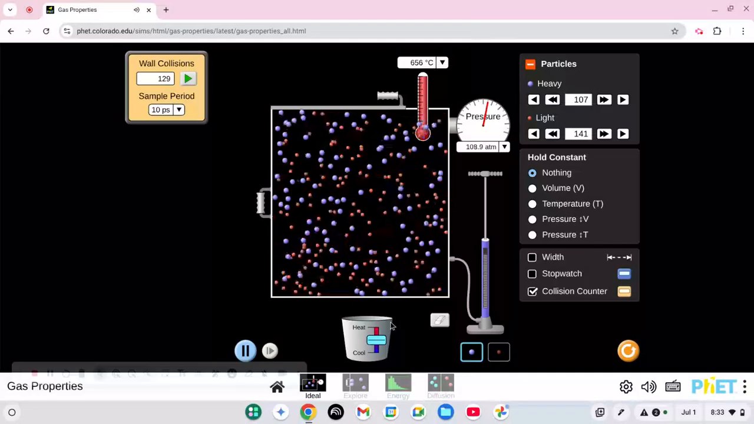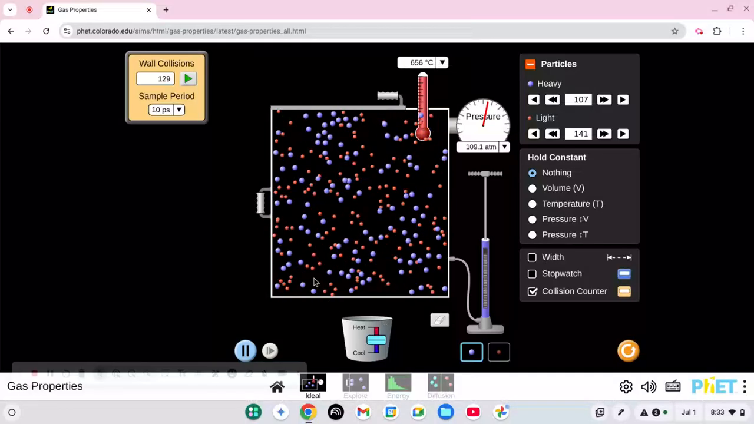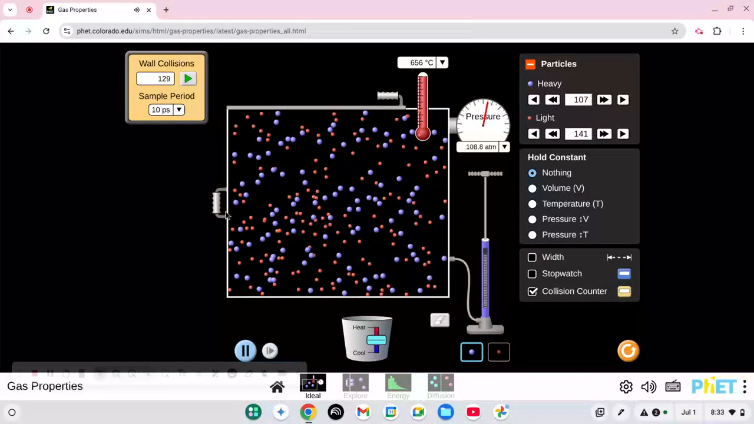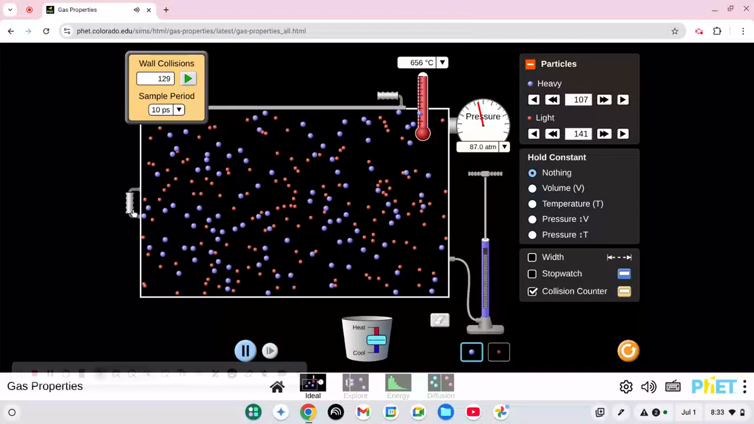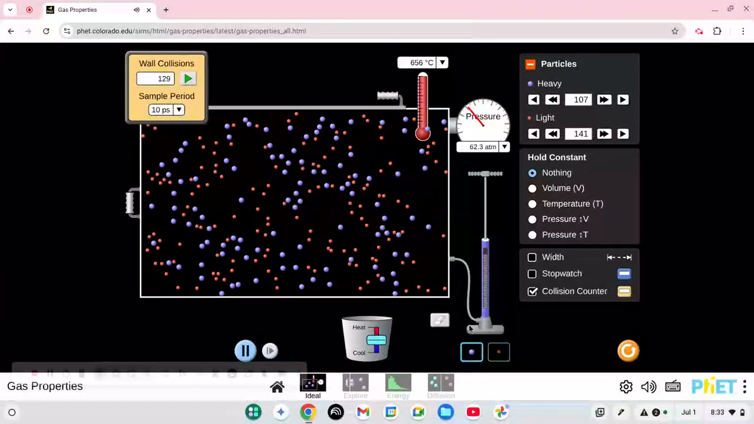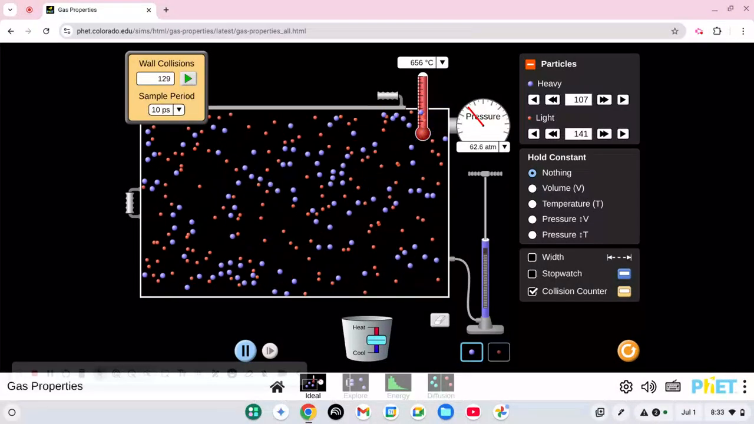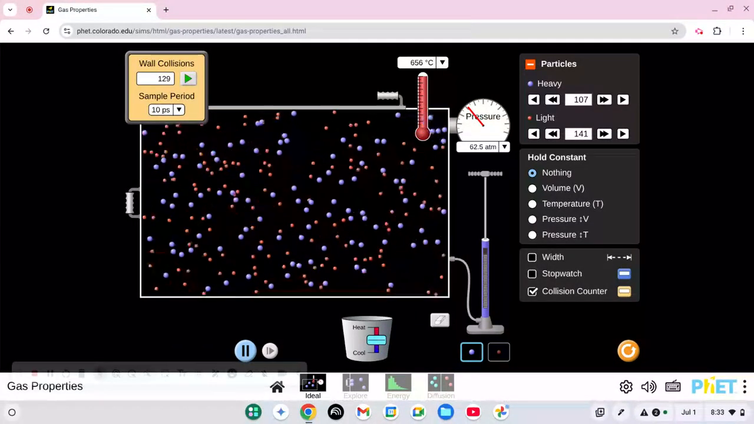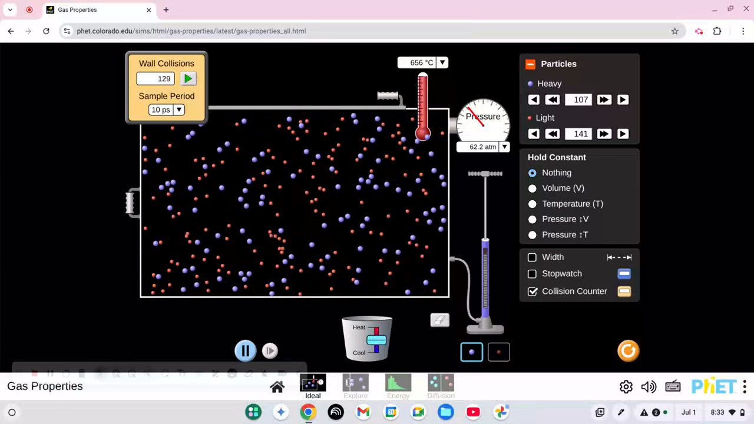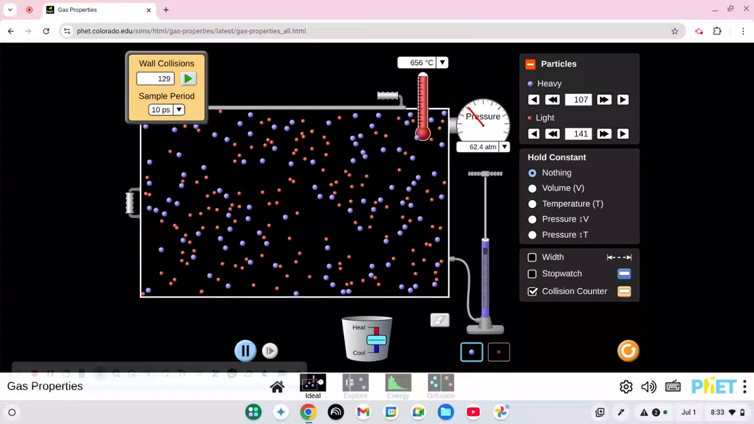So I want you to make some adjustments and make some observations and discover what is happening here. Apply those three variables that affect diffusion so that you can better develop your claim, evidence, and reasoning, your scientific argument.